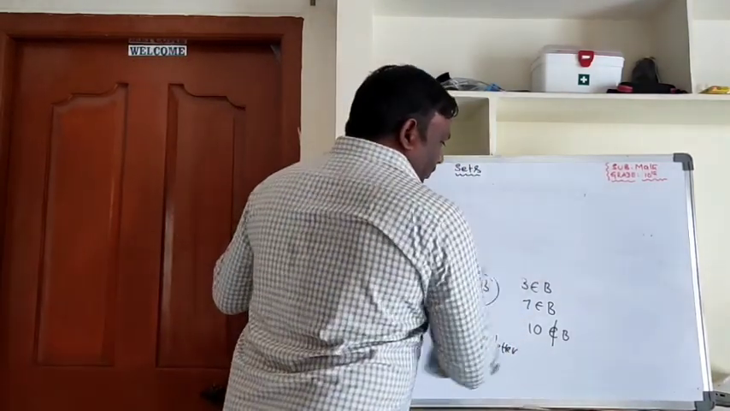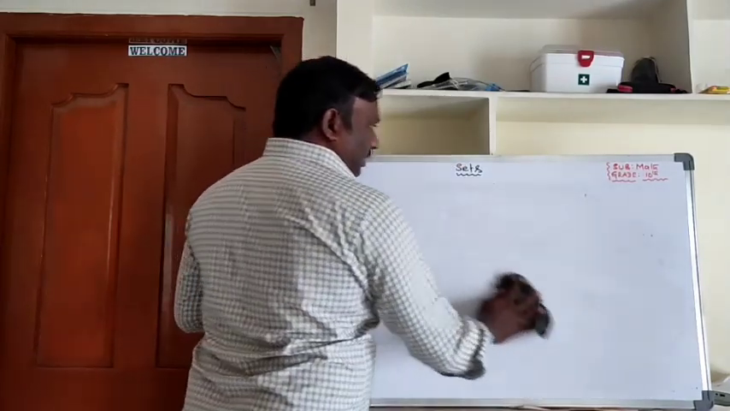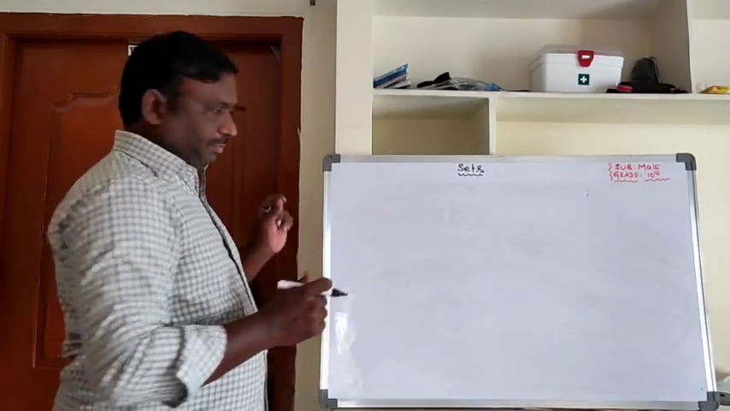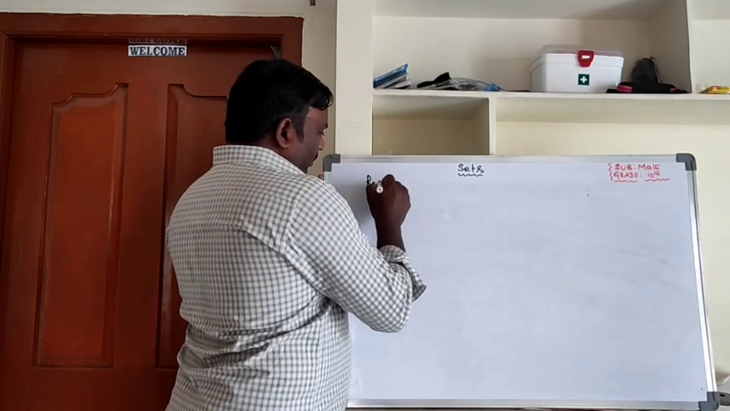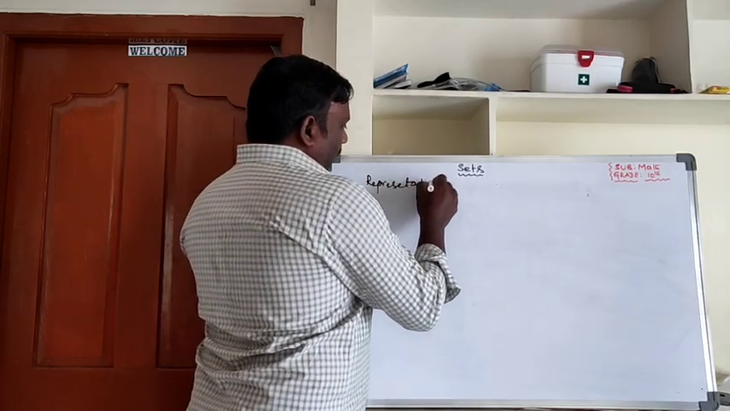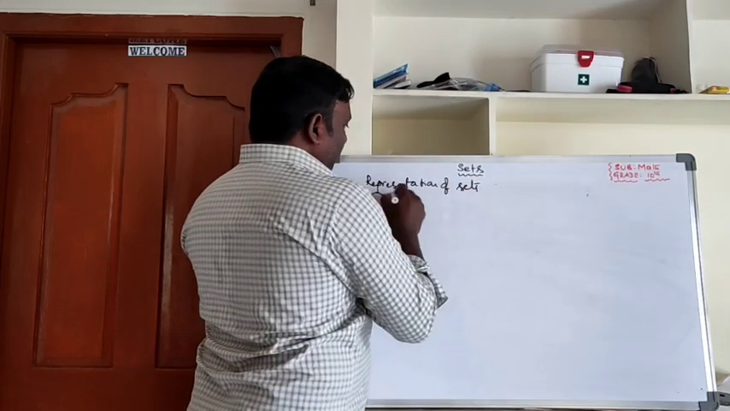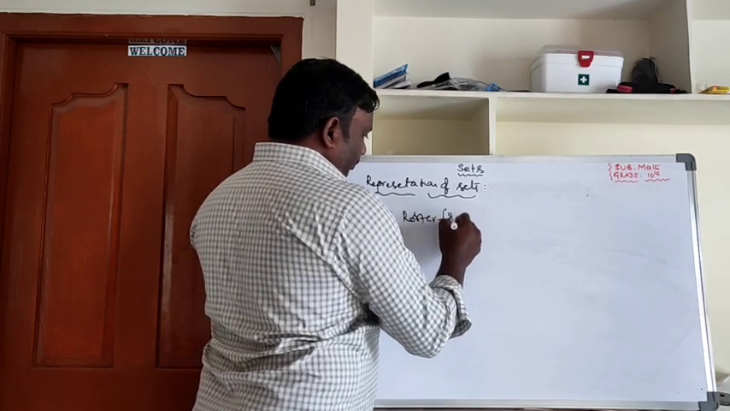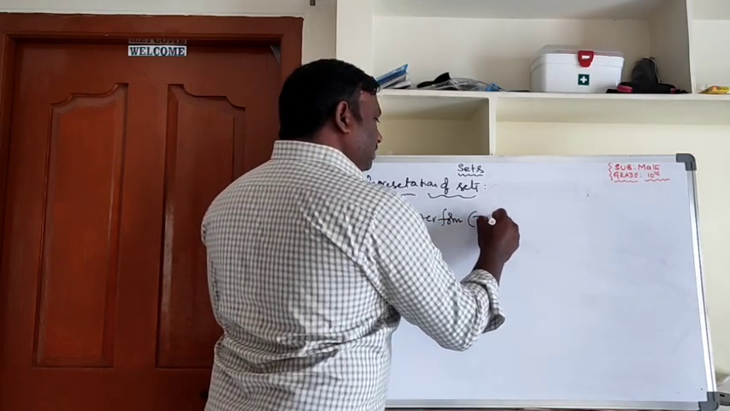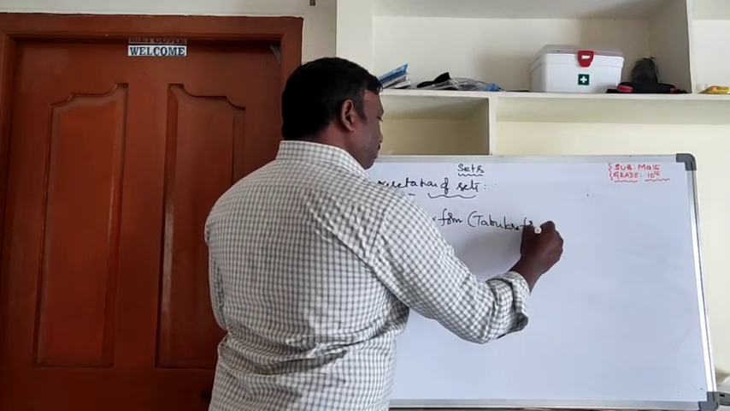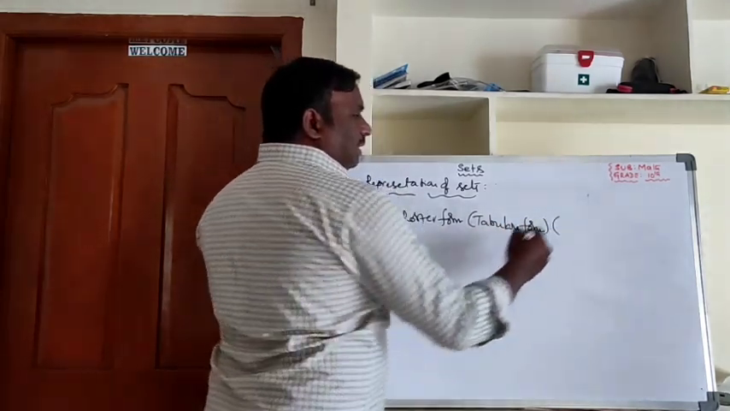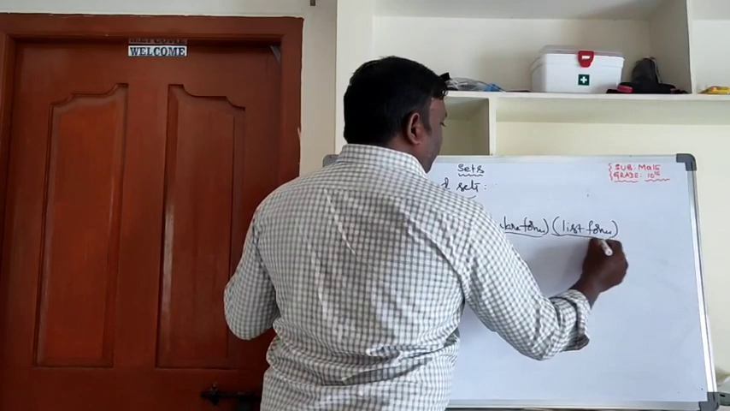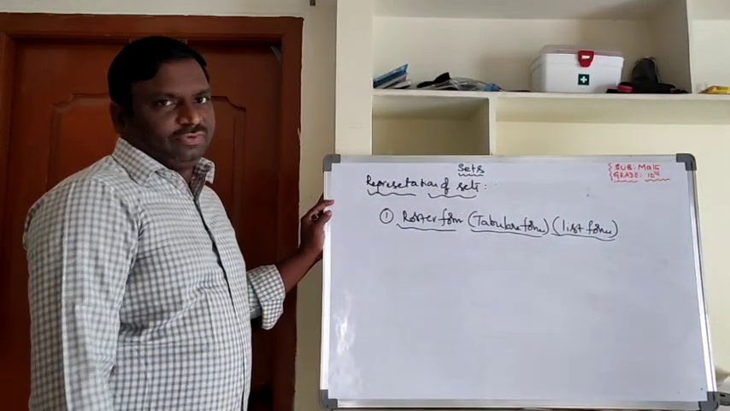So now next one is representation of sets. There are two types of representation of sets. First one is roster form, or another name is tabular form, or another one is list form.